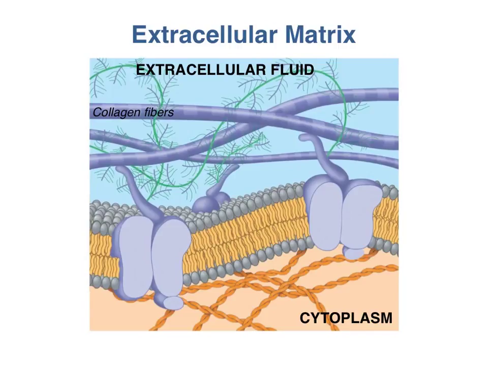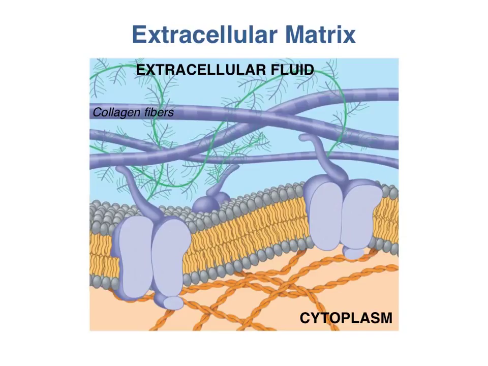The first function is just attachment. Cells need to be attached to their extracellular environment. You might think of the extracellular environment as just being this kind of fluid, but it's actually more gelatinous, and it's filled with proteins, primarily collagen fibers. We'll talk about this more when we talk about the connective tissue in particular.